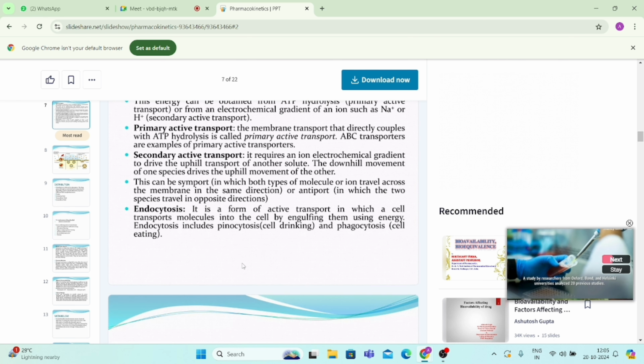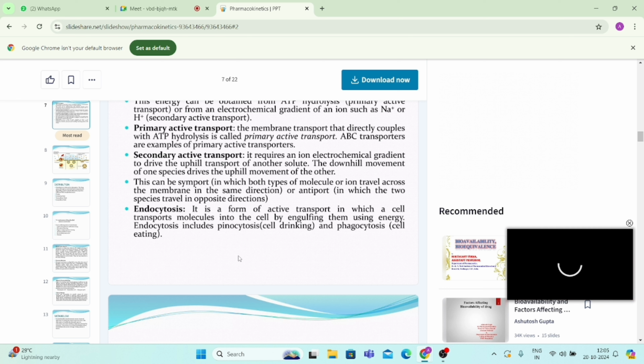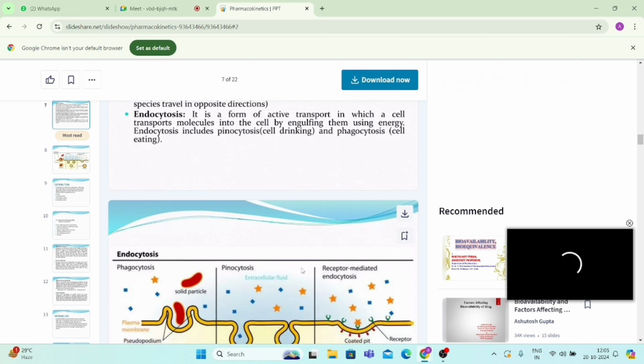Now coming to endocytosis. Endocytosis in the sense the drug will be transported by engulfing. What do you mean by engulfing? There will be a rupture and it makes the drug molecule enter into that. This endocytosis is again of two types: pinocytosis and phagocytosis. Pino, we always know, indicates cell drinking, and phago means cell eating.